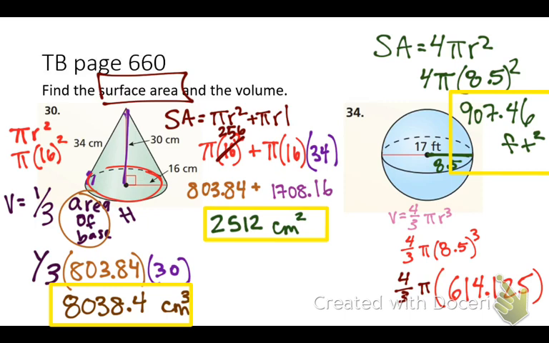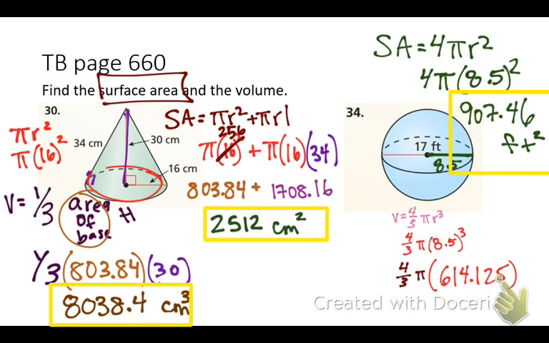All right, so you would clear your calculator. If you're unsure about how to do this still, go ahead and clear your calculator. You're going to type in 4 divided by 3 times 3.14 times 614.125. What do we get as our final answer? 2,571.14, and that would be feet. This is volume, so cubed.